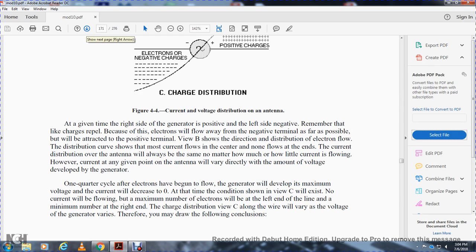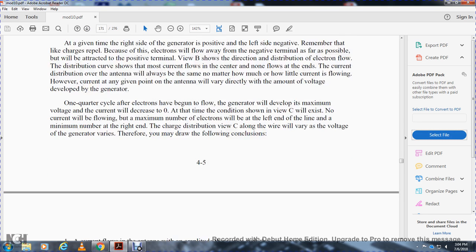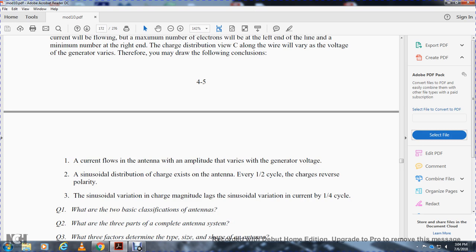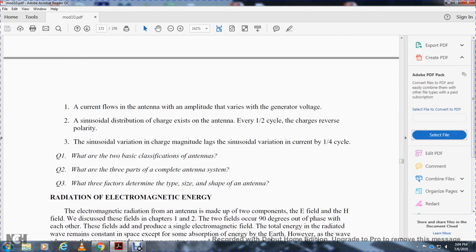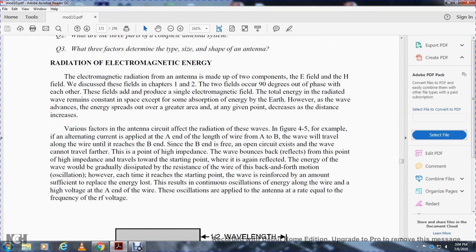The maximum number of electrons will be at the left hand end of the line, and the minimum number at the right end. The charge distribution along the wire will vary as long as the voltage of the generator varies. Therefore, we conclude: first, the current flow in the antenna will vary in amplitude with the generator voltage. Second, the charge distribution exists on the antenna for every half cycle, reversing polarity. Third, variation in the charge magnitude lags variation in the current by a quarter cycle. Radiation: electromagnetic radiation from the antenna is made up of two components, the electric field and the magnetic field.